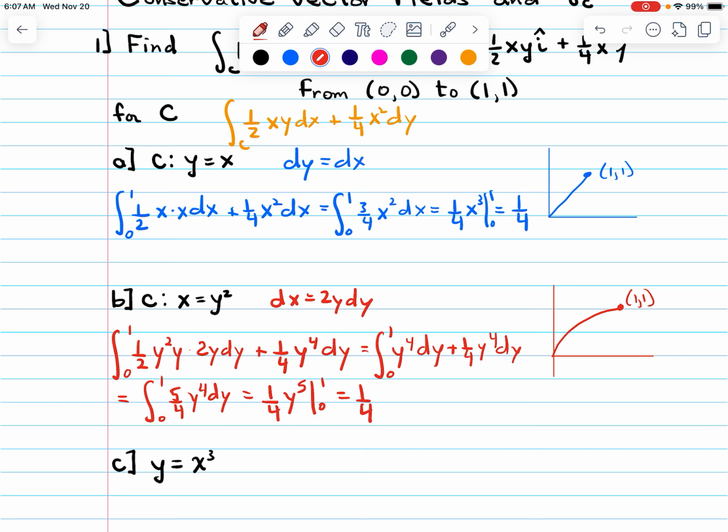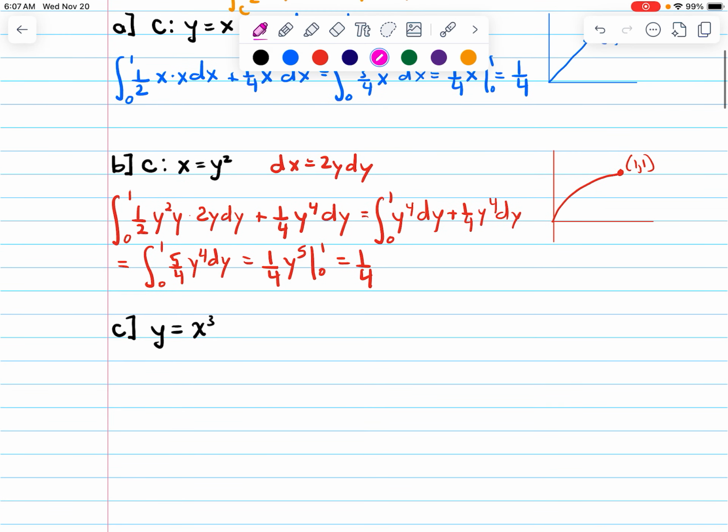Now, let me look at this other one. Y equals x cubed. So we're going on a little bit different path. Still, we're looking at this part where we got this cube function. So let's see what we've got. Okay. Now notice that dy equals 3x squared dx. So it looks like I'm going to be integrating with respect to x this time, because it's going to be easy for me to substitute the dy.